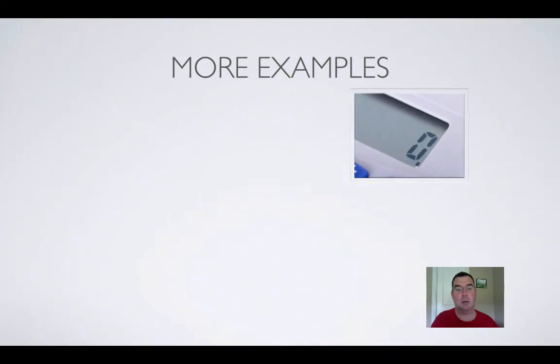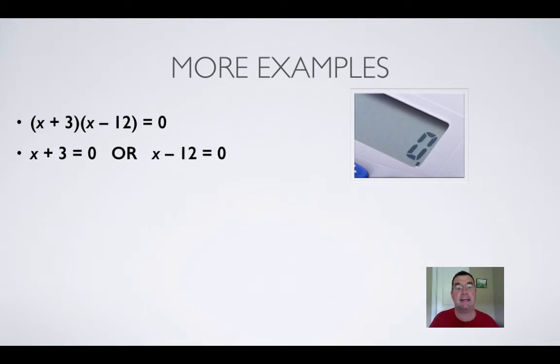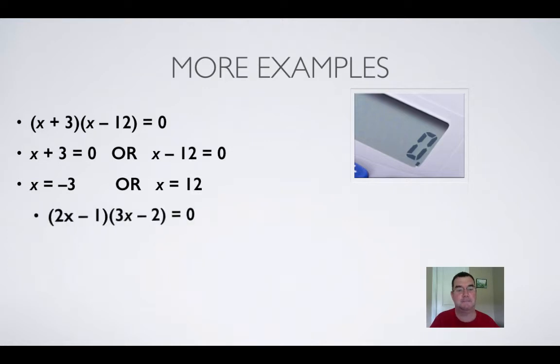I can do some more of those. x plus 3 times x minus 12 equals 0. So that means that x plus 3 is 0 or x minus 12 is 0. And if I solve each of those separately, I get that x is negative 3 or x is 12.